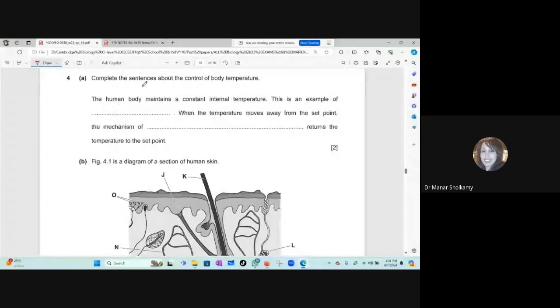Okay, complete the sentences about the control of body temperature. The human body maintains a constant internal temperature. And this is an example of what? Homeostasis. When the temperature moves away from the set point, what mechanism will return the temperature to that set point? Homeostasis by negative feedback. Yes, negative feedback. This is the mechanism that will maintain homeostasis.